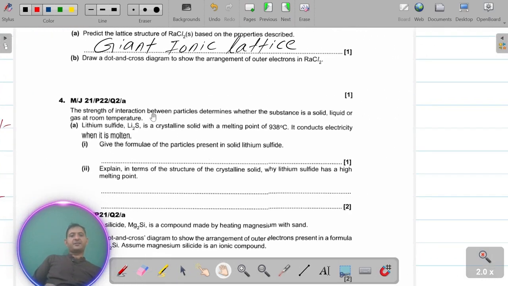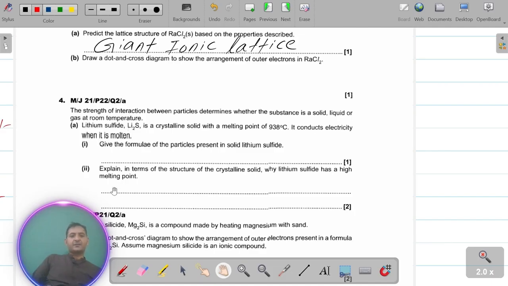The strength of interaction between particles determines whether the substance is solid, liquid, or gas. Lithium sulfide: lithium is a metal, sulfur is a non-metal. A crystalline solid with a high melting point. It conducts electricity when molten. We know ionic compounds only conduct electricity when they are molten or aqueous. If they are solid, they cannot conduct electricity.